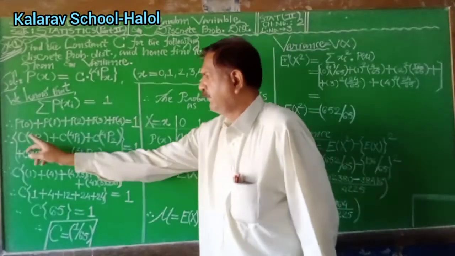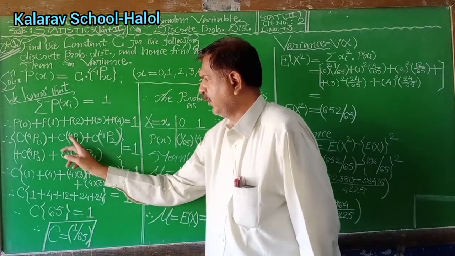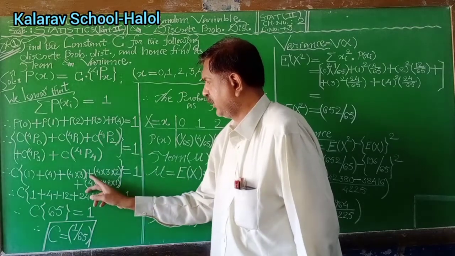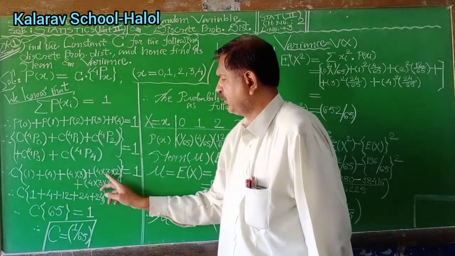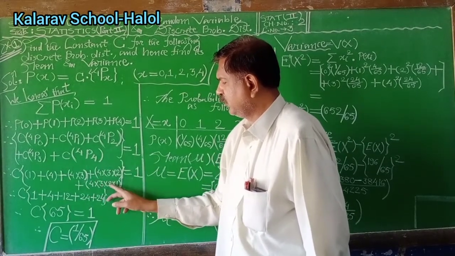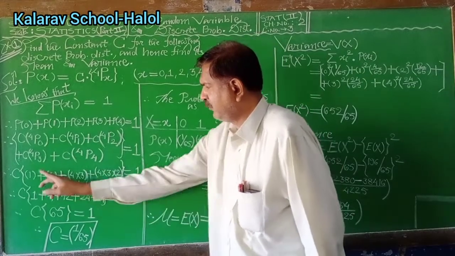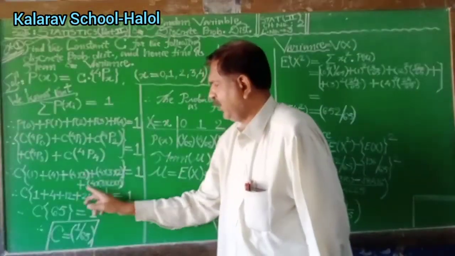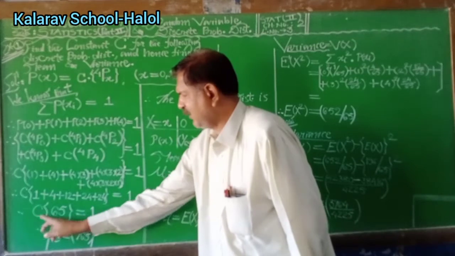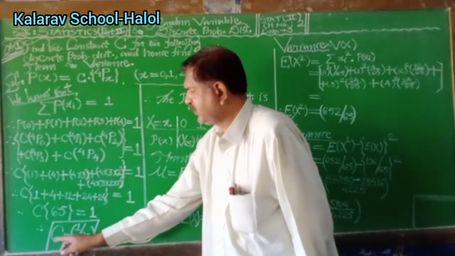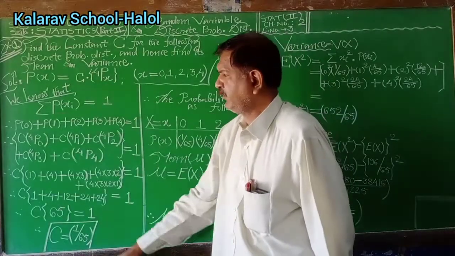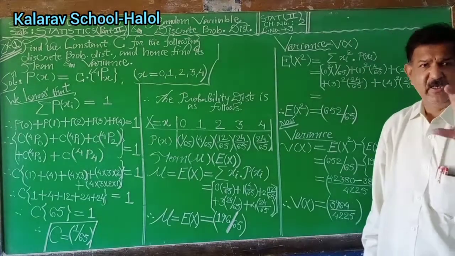The value 4p0 is always 1, 4p1 is 4, 4p2 means 4 into 3, 4p3 means 4 into 3 into 2, 4p4 means 4 factorial, 4 into 3 into 2 into 1. The simplification is 1, 4, 12, 24, again 24, means 65 times C equal to 1, and therefore constant C, value of capital C, is 1 upon 65. This way we have to determine the value of constant C.